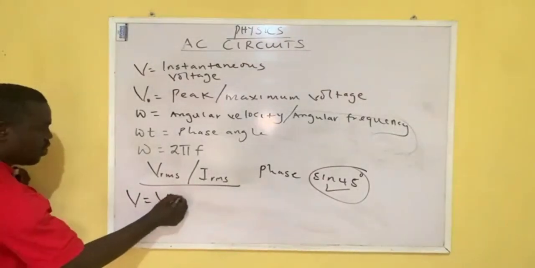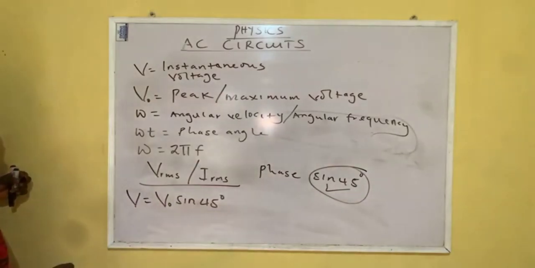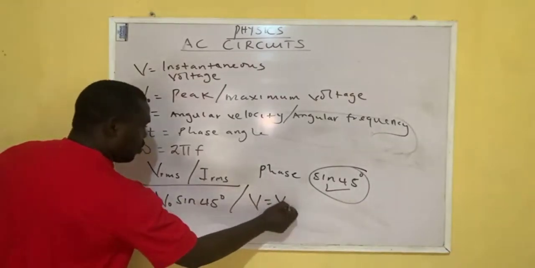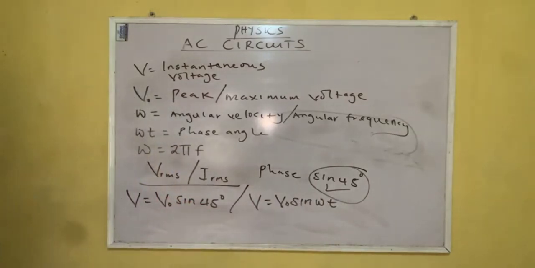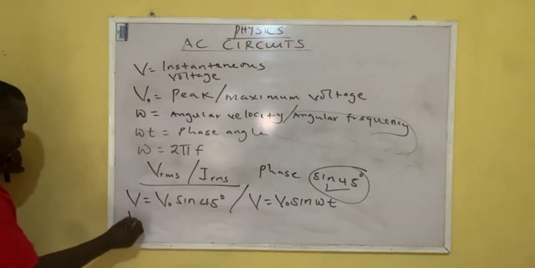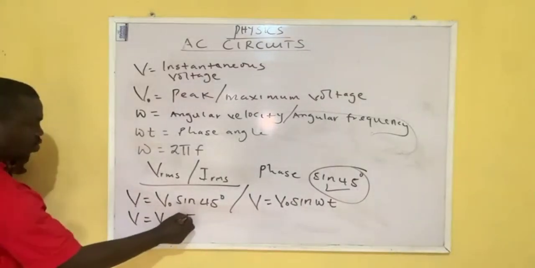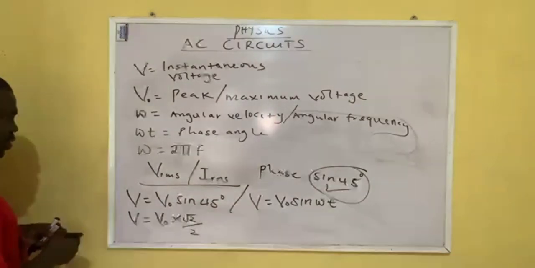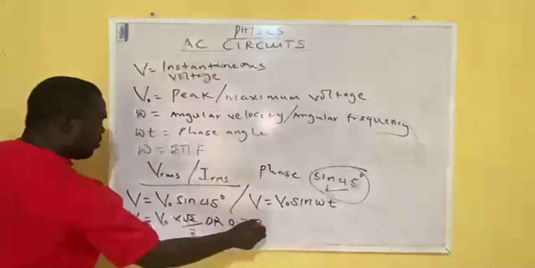So we have V naught, we have this 45 degrees. Now compare it with this, so that you're not wondering what Tutor Yomi is doing. You could see that in place of omega t, sine 45 degrees has occupied it. So we can do something quickly. What's sine 45 degrees? That's root 2 over 2. Yeah, root 2 over 2. Or we could say that sine 45 degrees is something like this too.